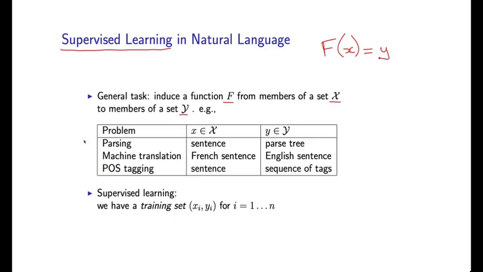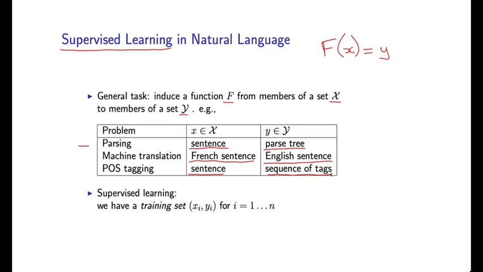For example, in the parsing problem, each input X is a sentence, and each output is a parse tree. In machine translation, each input might be a sentence in one language, say French, and the output is a sentence in another language, say English, the language we're translating into. In part-of-speech tagging, the input is again a sentence, and the output is the sequence of tags, in particular the part-of-speech tags for that particular sequence of words.